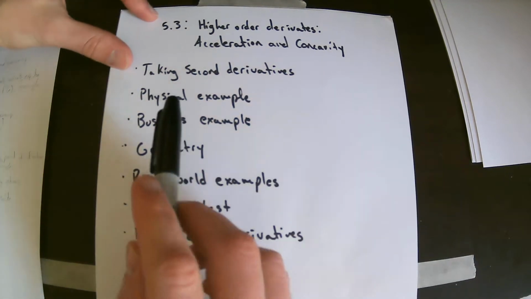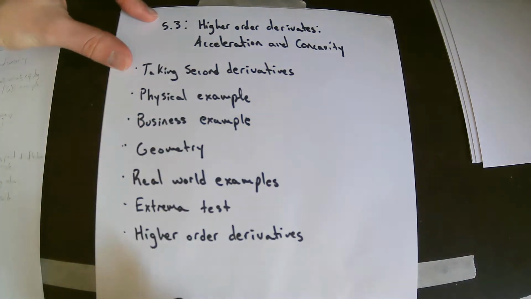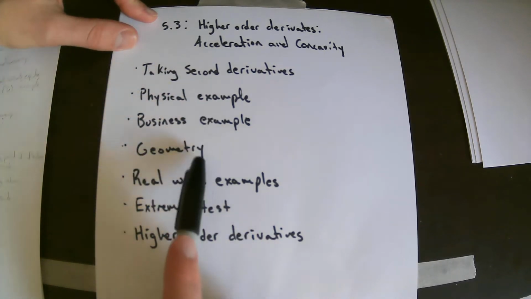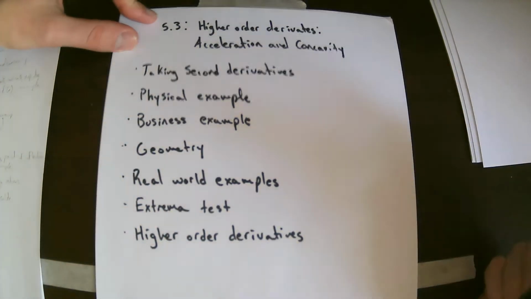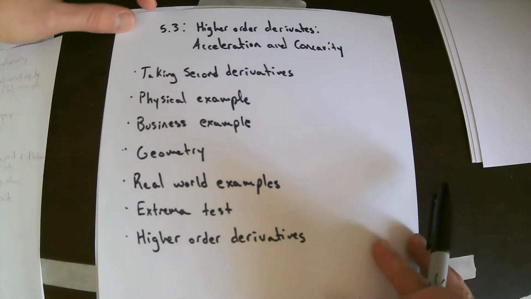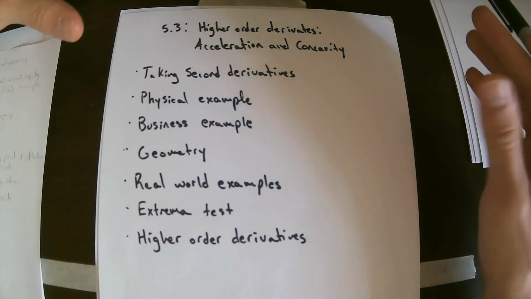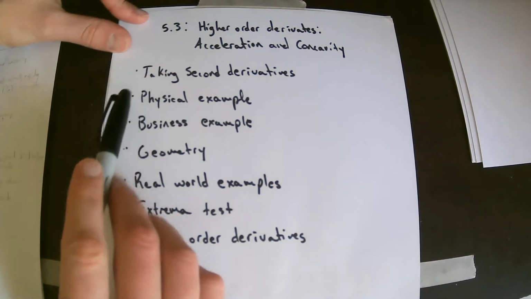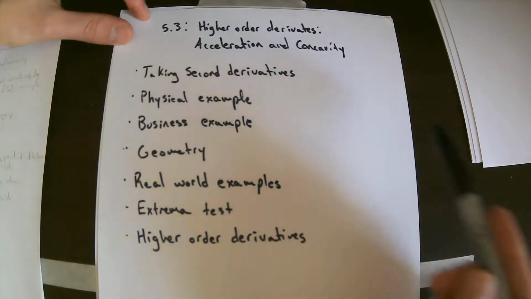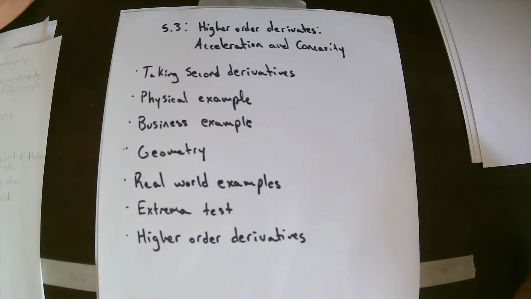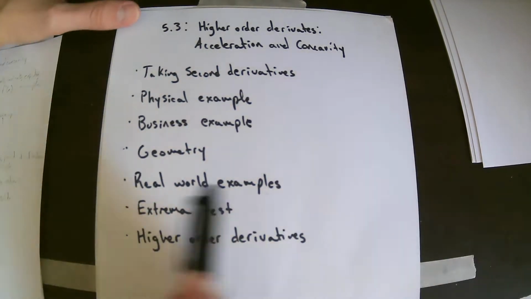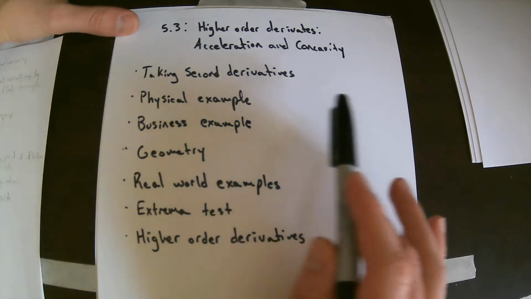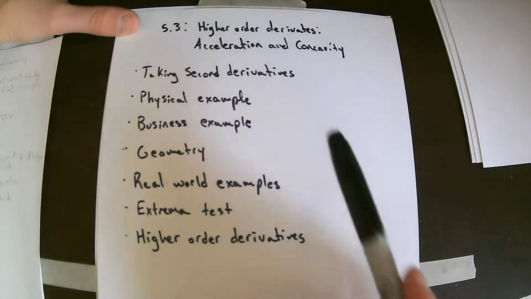What we're going to do is I've broken it down into pieces, and I'm thinking of probably making a separate video for each one of these, depending on how long each one will be. So there will be a collection of videos all combining to create section 5.3. The first thing is going to be just taking second derivatives, just practicing taking second derivatives. Then we'll do a physical example, like a physical interpretation of what a second derivative is, looking at acceleration.